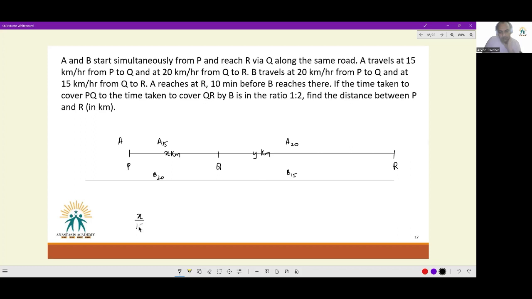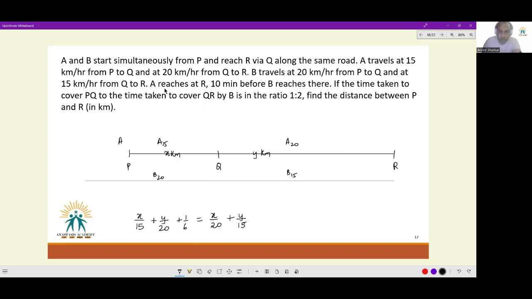So x by 15 plus y by 20 is 10 minutes lower. Remember, we are taking speeds in km/h, so time should also be taken in hours. Plus 1 by 6 should be equal to x by 20 plus y by 15. This is what we are getting. Okay, so this is fine. Next, what do we have?